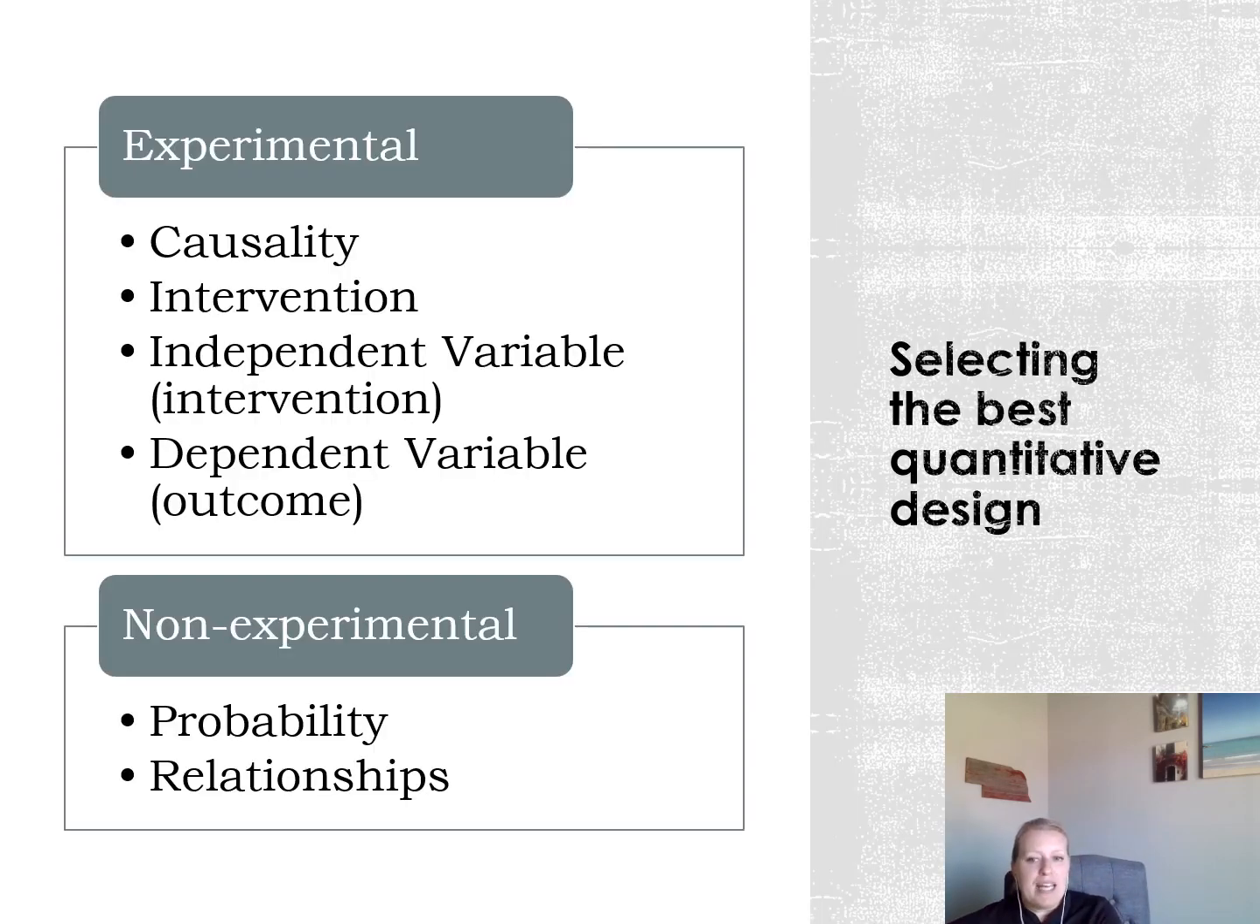So selecting the best quantitative design. If experimental studies, you're looking at causality. So you're going to have an intervention. And you remember we talked about the independent variable is the intervention and the dependent variable is the outcome. Or you can look at a non-experimental study where you're looking at probability and relationships and just kind of looking right now. You're not trying to fix anything. You're just kind of looking at the problem and seeing ways that might work to fix it.